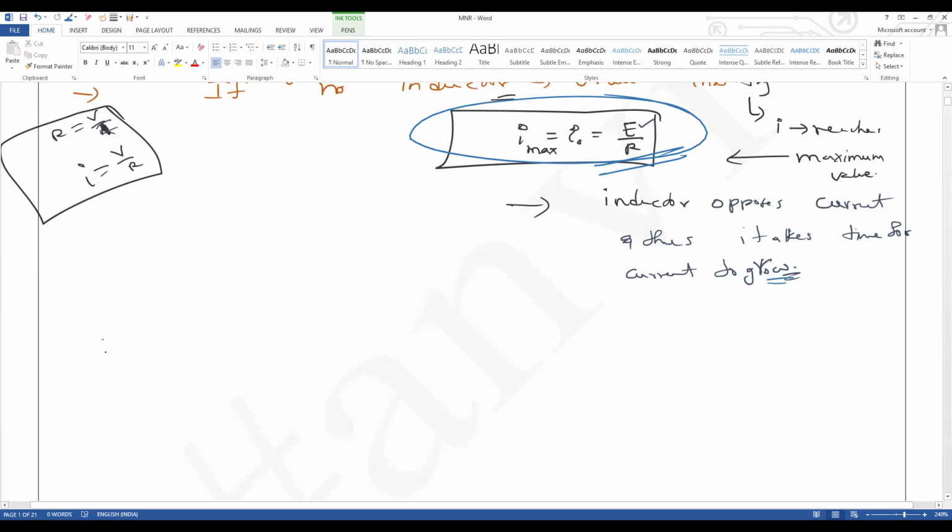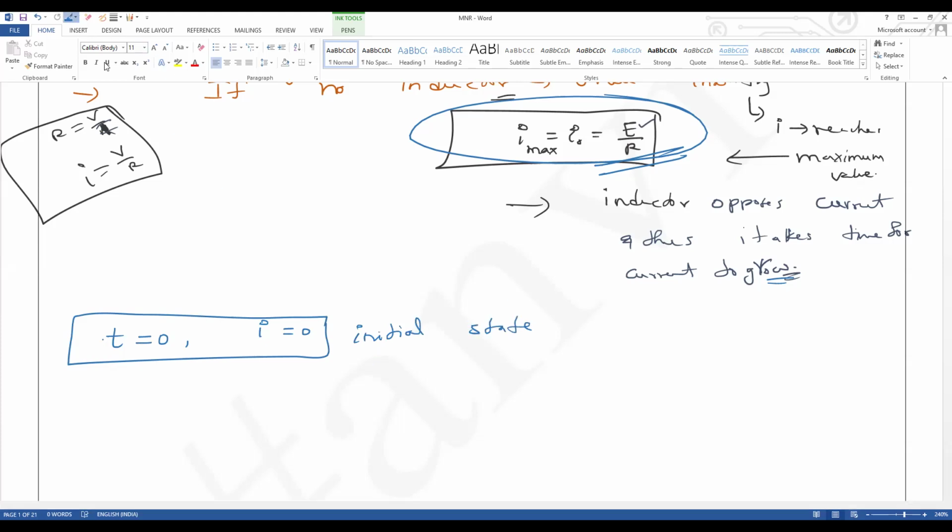Let me take the initial case, when t is equal to 0, then I is equal to also what? Speak loudly. I is equal to also 0. So this is our initial stage. At that initial stage, current is 0, so it will behave like what? At that instant, open circuit or closed circuit? It will behave like an open circuit. Do you understand? Current is zero, guys. No current is passing.